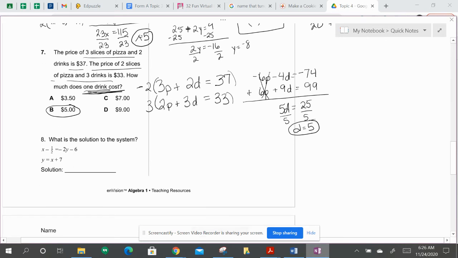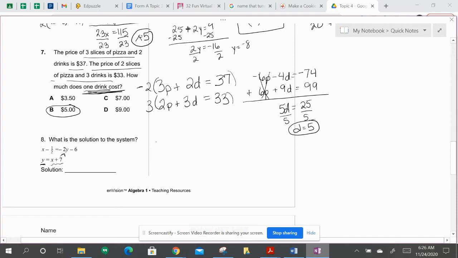All right, number 8 says, what is the solution to the system? Again, they don't tell me what method I have to use here, so I can choose whatever method I want. Looking at this problem, it looks like this is probably best suited for substitution because I have one variable all by itself. So everywhere I see a y, I'm going to replace it with x plus 7.